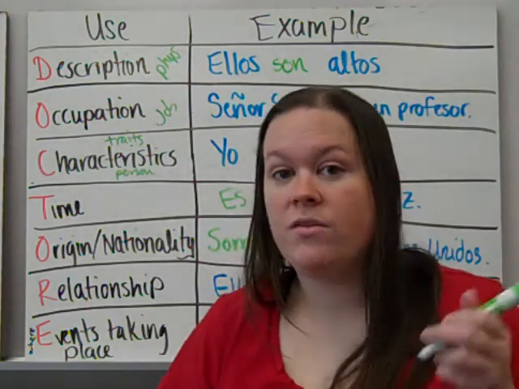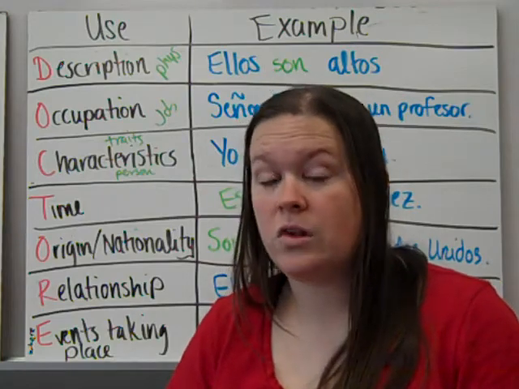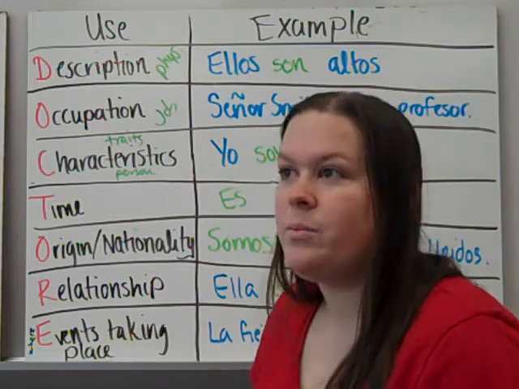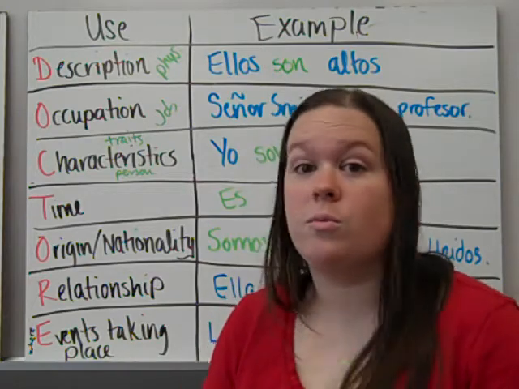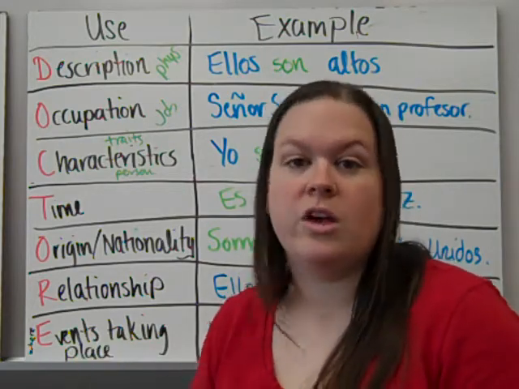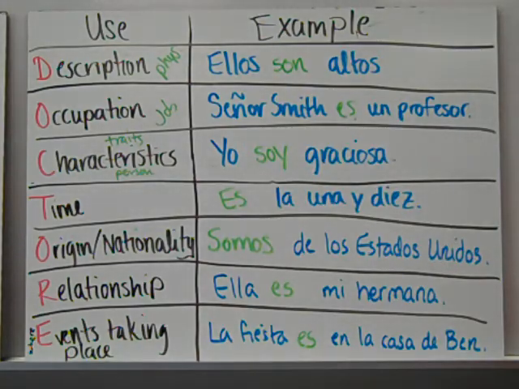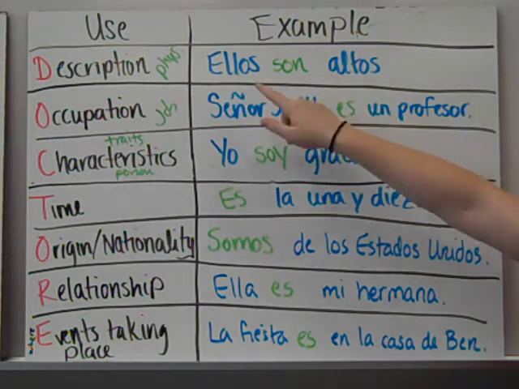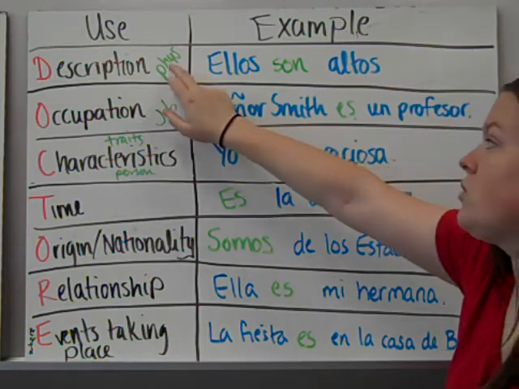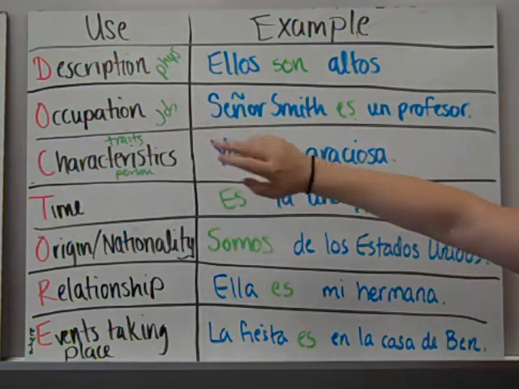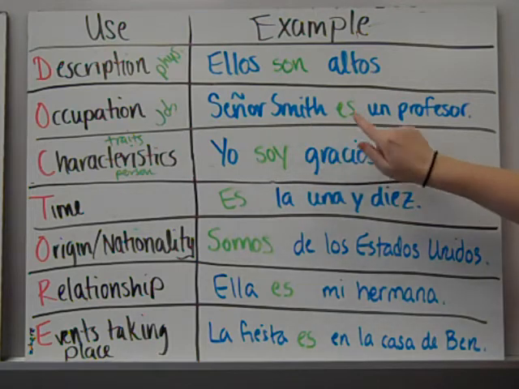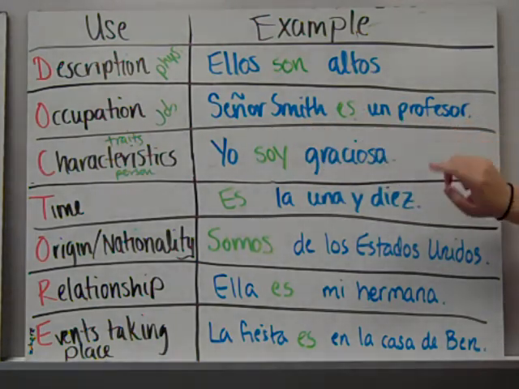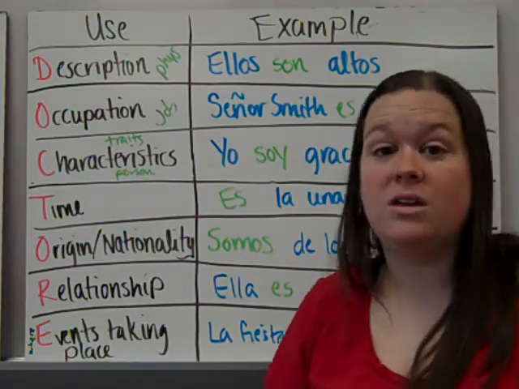Now if you've watched the estar video, you know that normally locations are estar. But if you're telling where an event is, like the party or the concert or the movie, you're actually going to use ser instead. So here are some examples of that. Description, ellos son altos, they are tall. We're describing them physically. Occupation, Señor Smith, Mr. Smith, es un profesor. Mr. Smith is a teacher. That's his job, that's what he does.